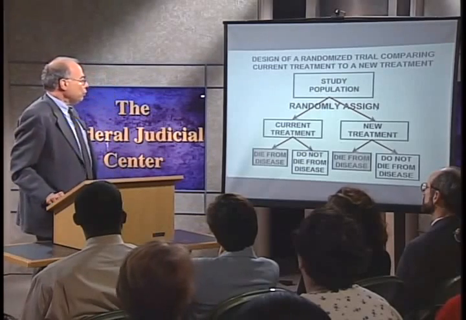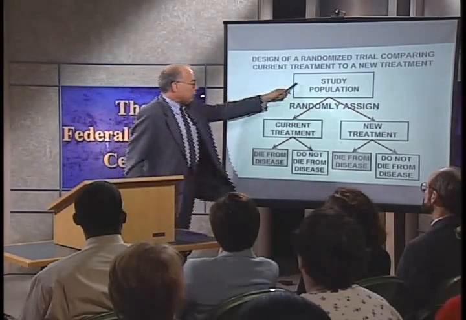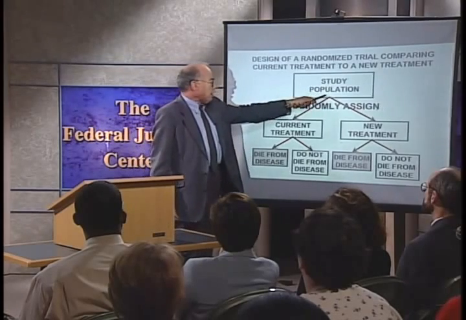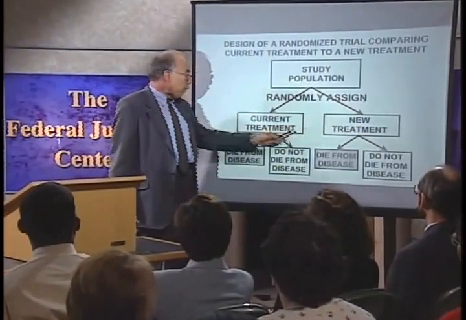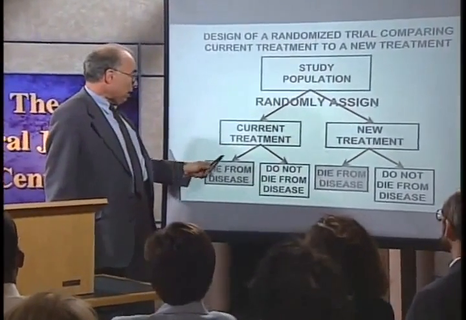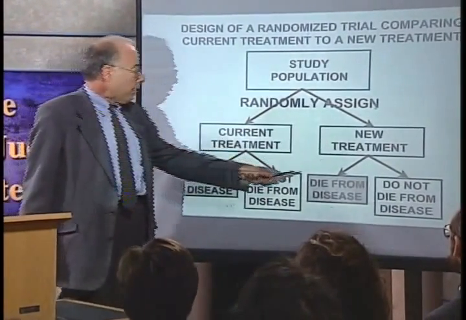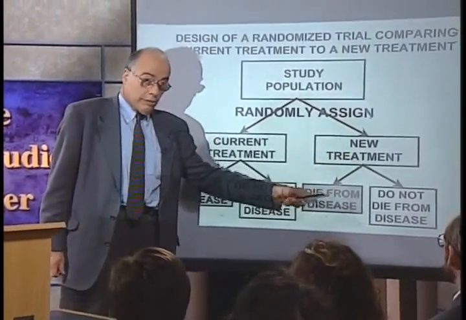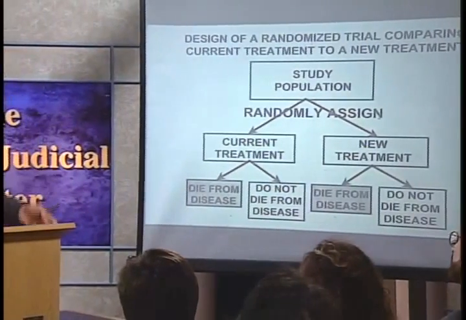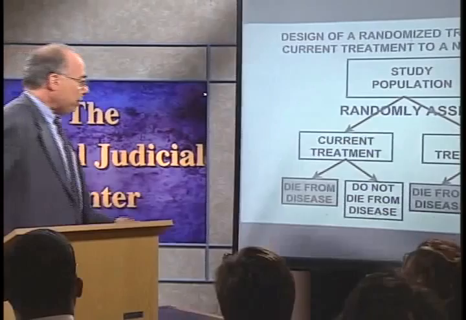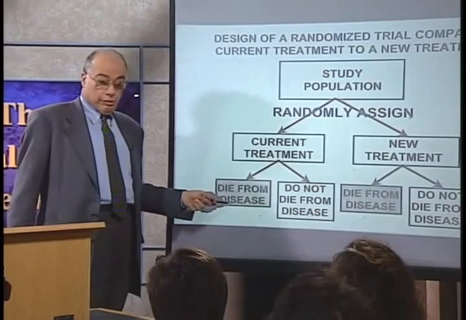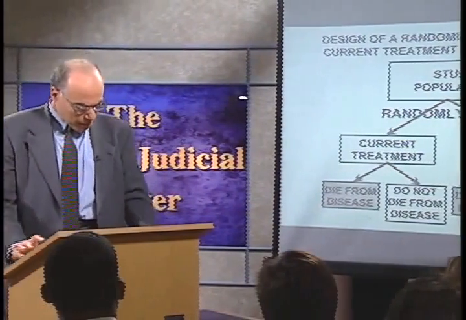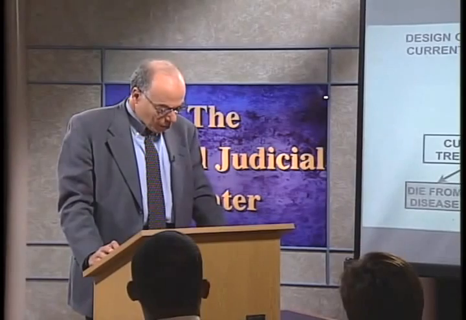What is the design? Shown here, we begin with a study population, and we randomly assign the members of that population, in this slide, to a current treatment or to a new treatment. We then follow up both groups of patients, determine how many die from the disease in the current treatment and how many die from the disease in the new treatment. If the new treatment is more effective than the current treatment, we would expect to see fewer people dying from the disease who receive the new treatment than receive the current treatment. So the design of the randomized trial is basically a simple one, and it's a very desirable type of study.